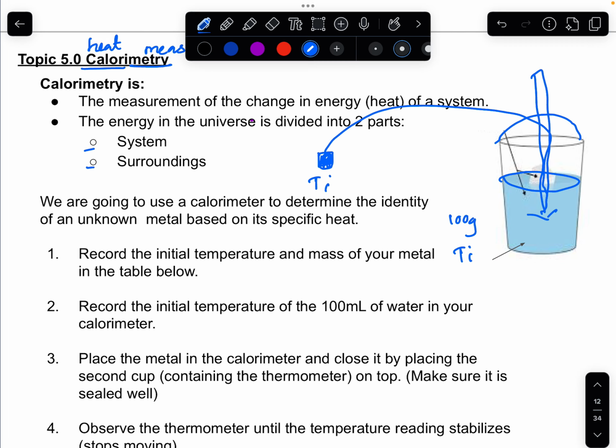So what will happen? We know that the metal is hot and the water is cold, so heat will flow from hot to cold until they reach thermal equilibrium, right? Both will be part of the system, and they will reach the same final temperature. You are checking the thermometer, the temperature will gradually increase, reach a specific temperature, and stay there for a while. That's the time we are checking the final temperature.